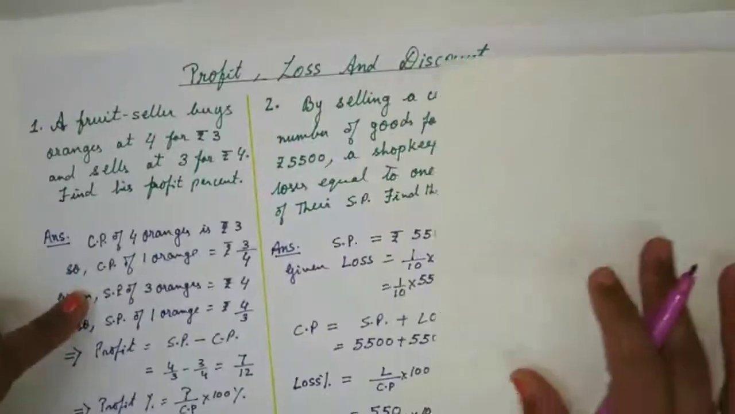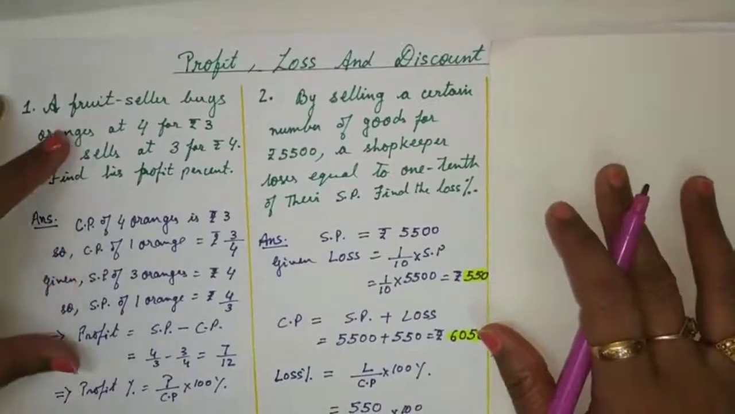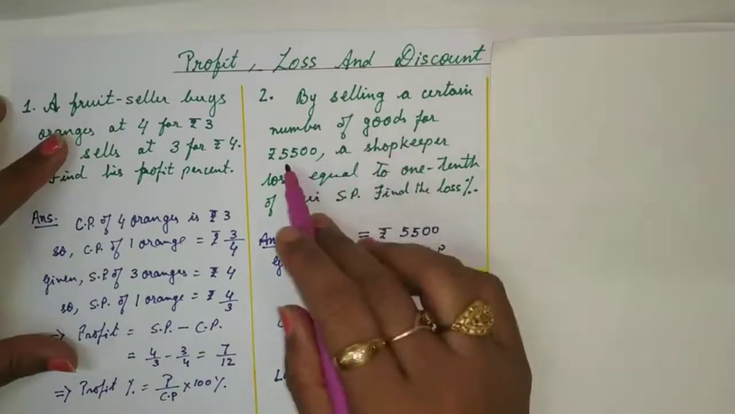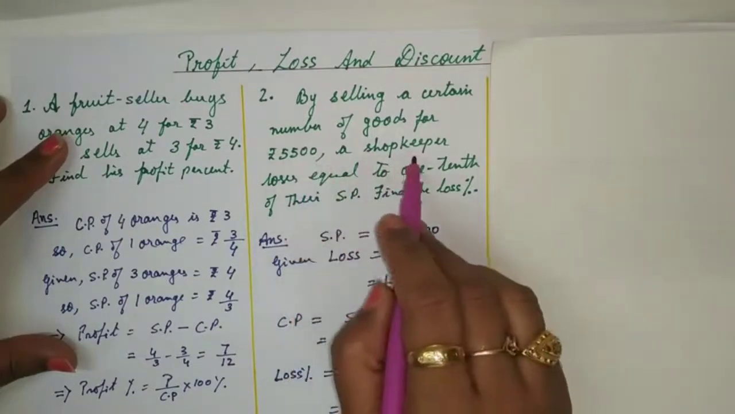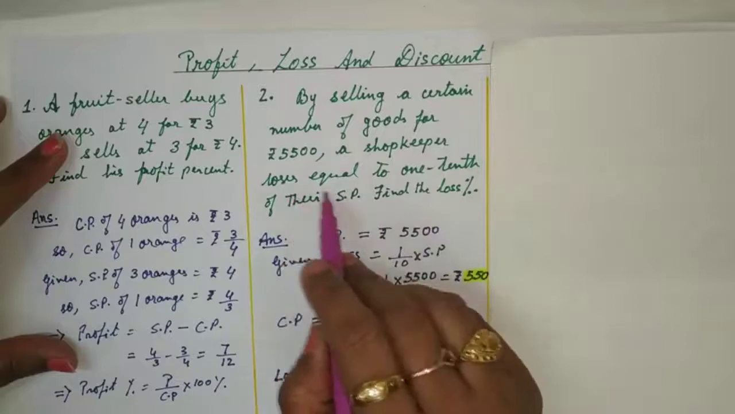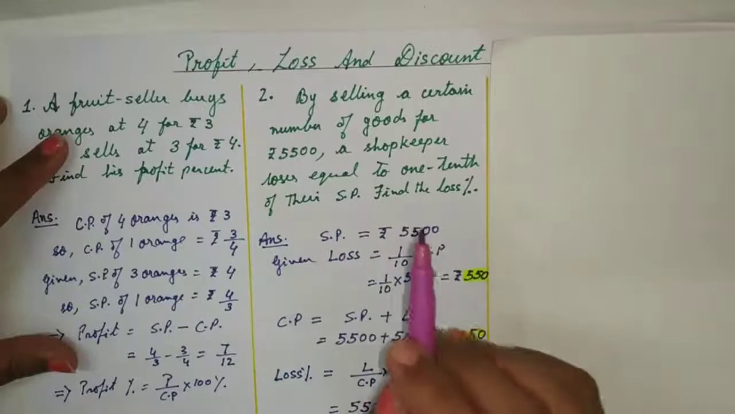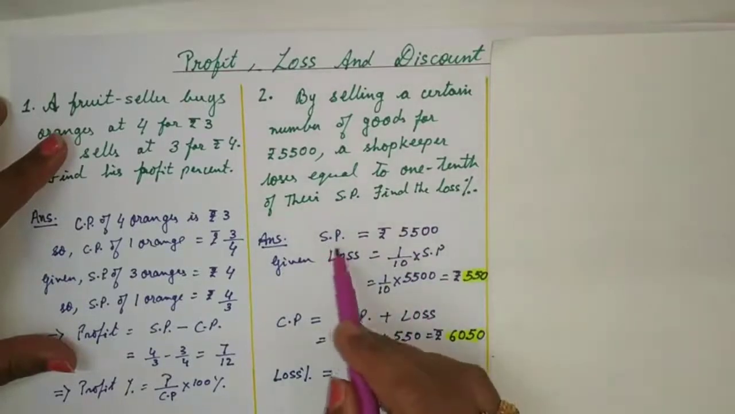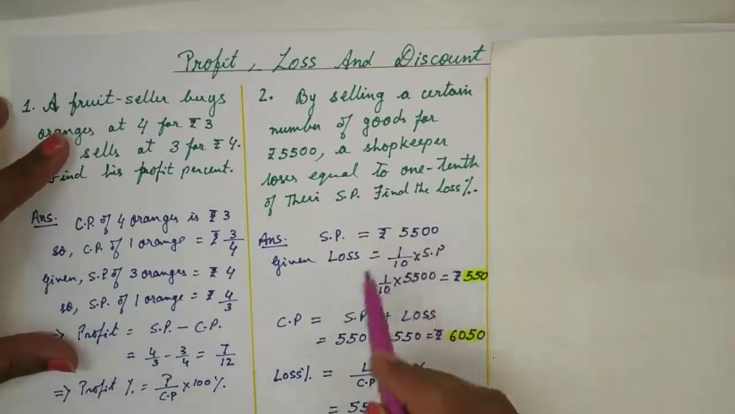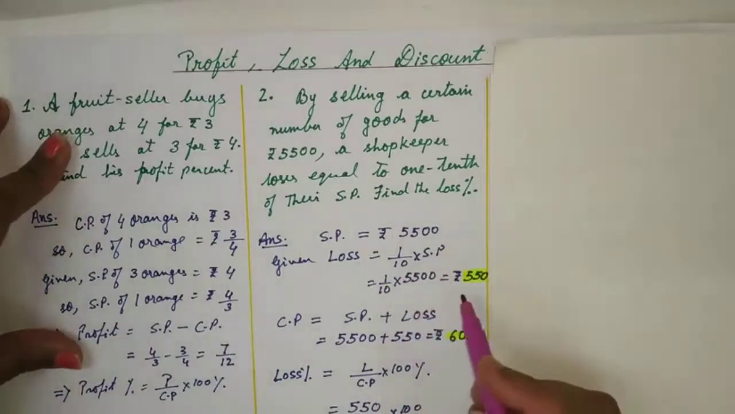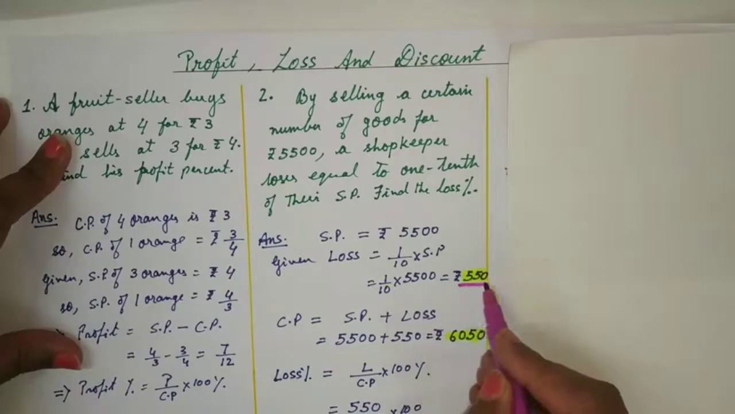Now to go for the next question, and the question reads as, by selling a certain number of goods for rupees 5,500, a shopkeeper loses equal to 1/10 of their selling price. Find the loss percent. So according to the question, selling price is 5,500, loss is 1/10 of SP. Substitute and you get the answer, loss as 550.